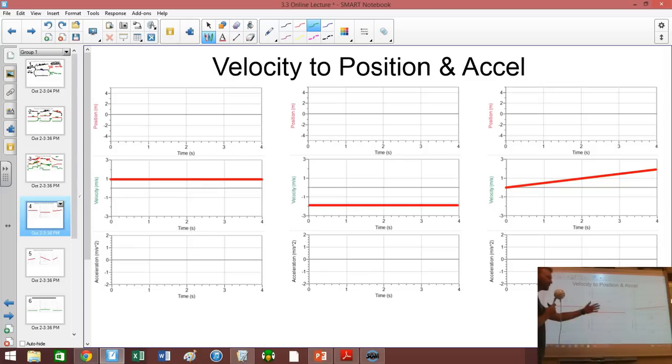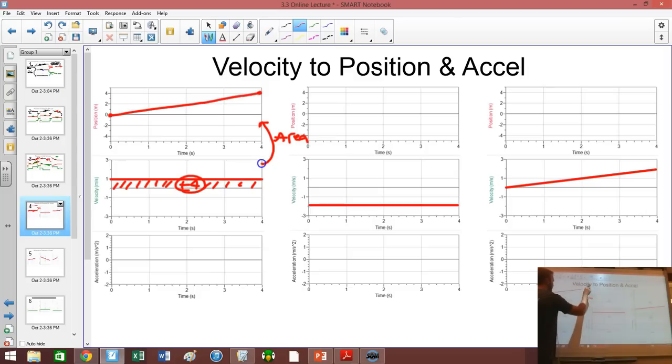Now, here I'm giving you a velocity versus time graph, and I'm telling you to make the other two graphs. So here we're going to have to do the area. If I go 1 meter per second for 4 seconds, I have an area of positive 4. So I start here at 0, end here at 4. Nice uniform, constant velocity. And then when you go from this one to this one, it's going to be slope. My slope over the entire interval is 0. I'm not getting any faster or slower. 0.